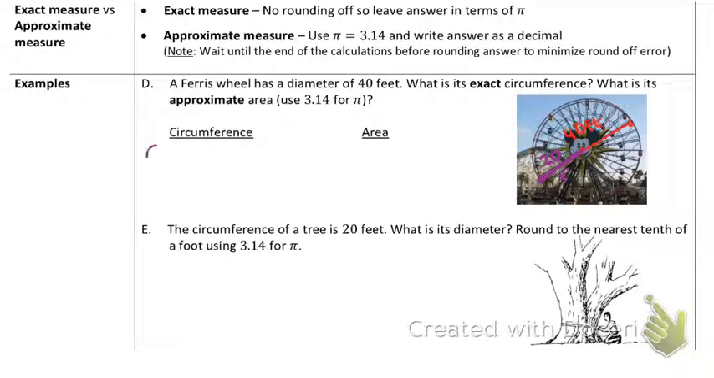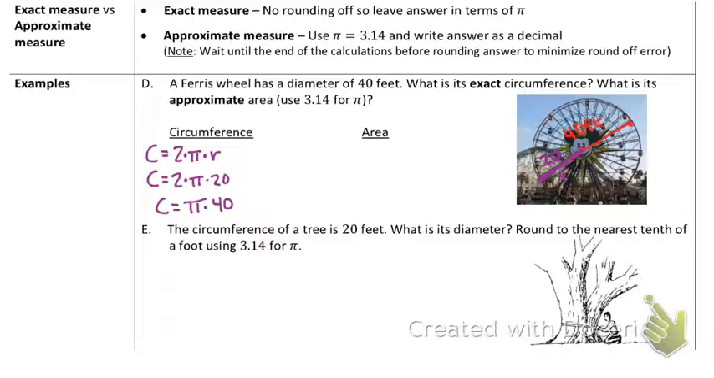So my circumference is equal to 2 times pi times r. And all I have to do is plug in, always find your r, plug it in. My r is 20, so my circumference is 2 times pi times 20. And now I can do the math. I can multiply 2 times 20, and that's going to give me circumference equals pi times 40.